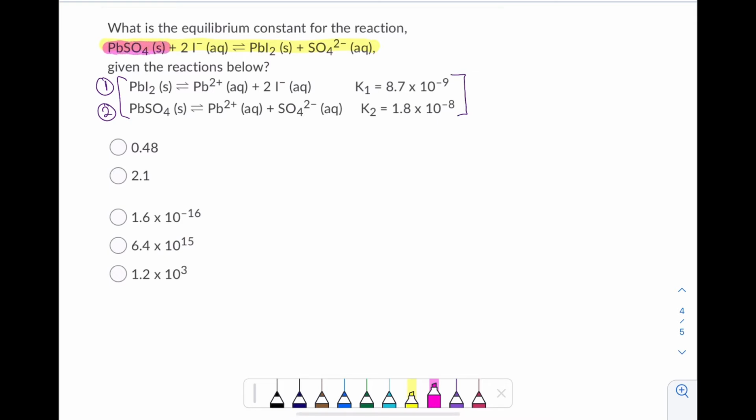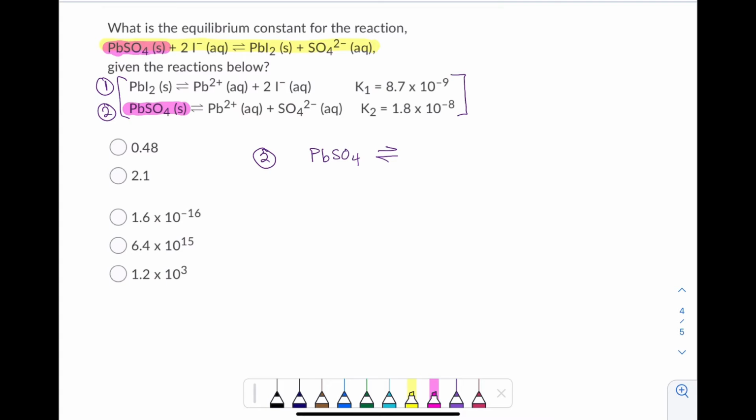There's PbSO4 solid, so I look down in reactions 1 and 2, and I find PbSO4 solid. If I find it in more than one place, I skip it and move on to something else. So I'm trying to match the PbSO4 solid. That is in reaction 2. You'll notice that there's only one of it. I need one of it, and it is on the reactant side on the left, and I need it on the reactant side. So I'm going to rewrite that reaction exactly as is.